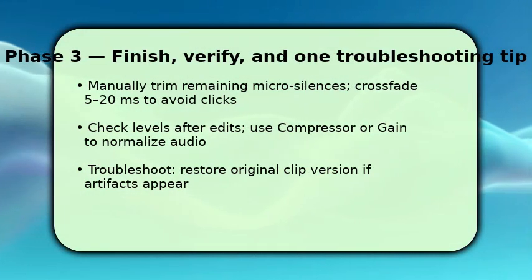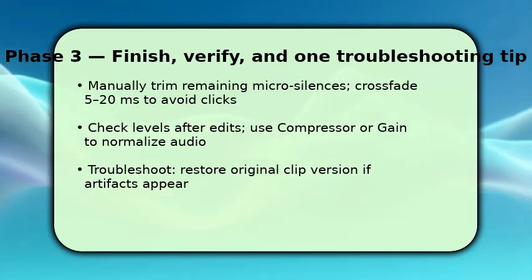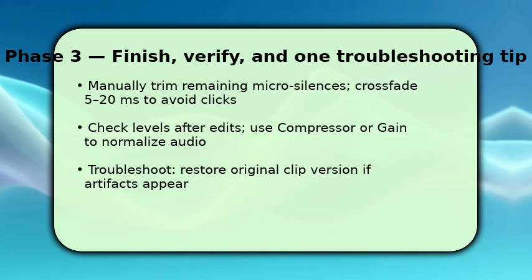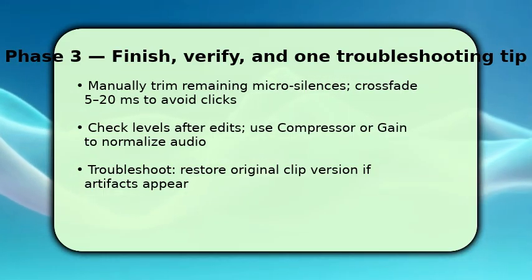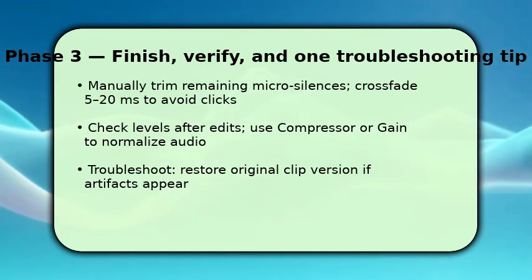Finally, refine the edits and test playback to catch artifacts. You should manually trim any remaining micro-silences and add a short crossfade of 5 to 20 milliseconds to prevent clicks. This is why brief fades matter. Then check levels and apply compressor or gain to normalize loudness across cuts.